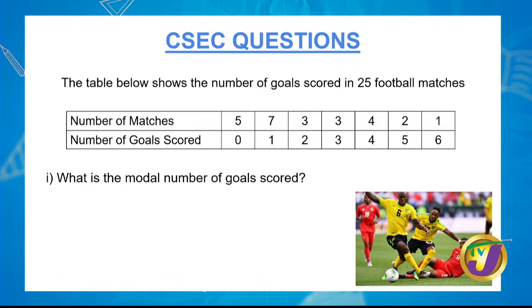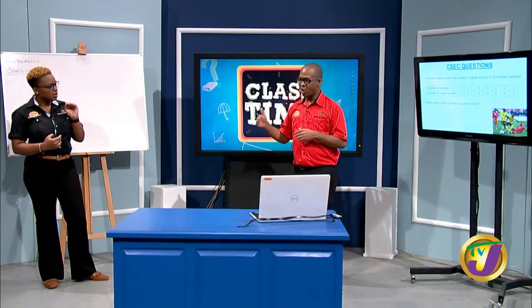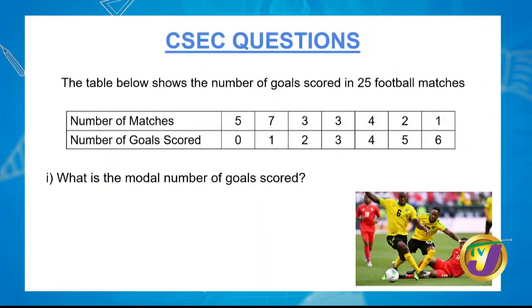Could the number of goals scored be the frequency? No, because you're trying to find out how many goals were scored. So for example, if I had 7 matches in which 5 goals were scored, then the number of matches in which 5 goals were scored would be 7. Oh, okay.